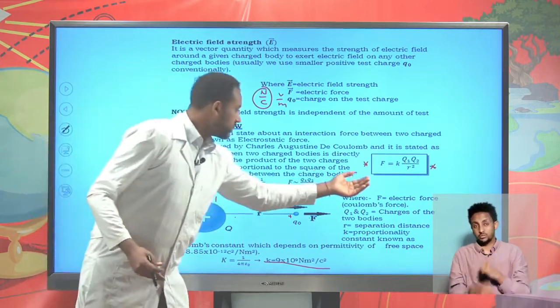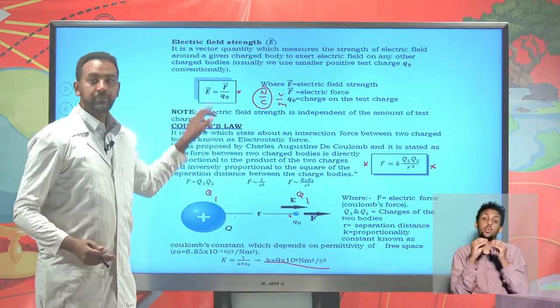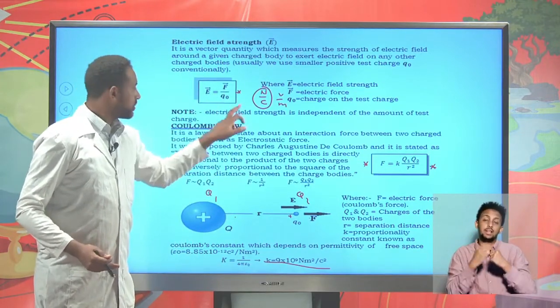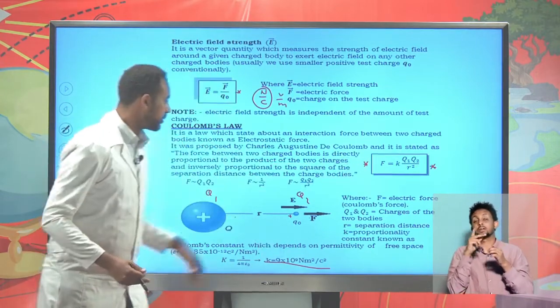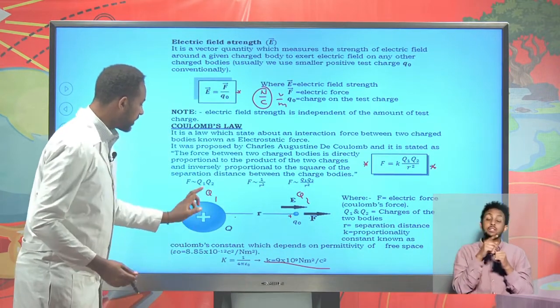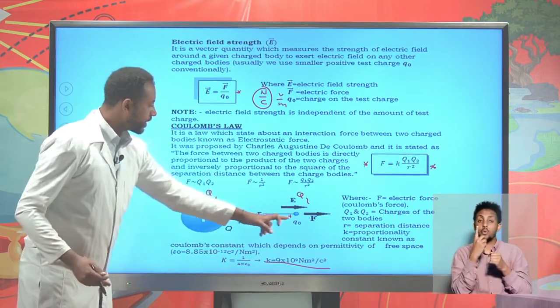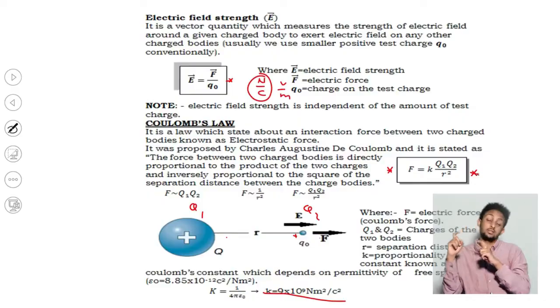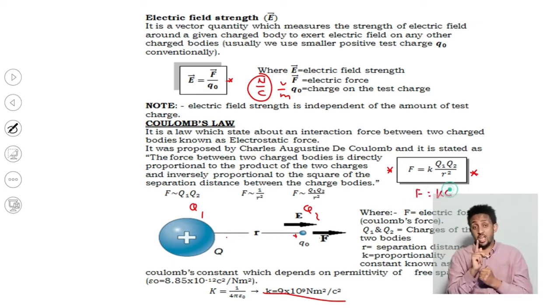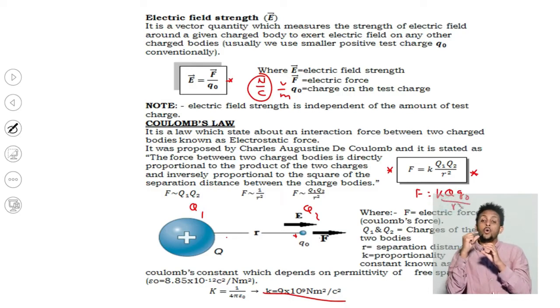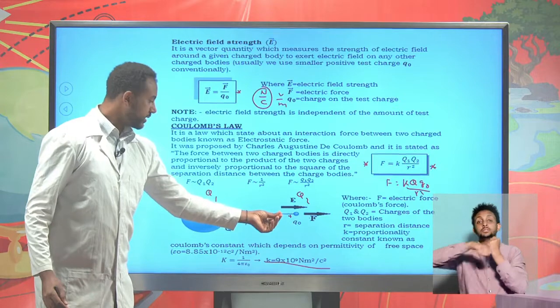So using this equation, it's possible to find the electric field strength, because the electrostatic force can be expressed as kq1q2 over r squared. In this case, q1 is the main charge Q, q2 is the test charge. So if you substitute, using the main charge Q and the test charge q naught, it is kQq naught over r squared. This is how we express the force between the main charge and the test charge.